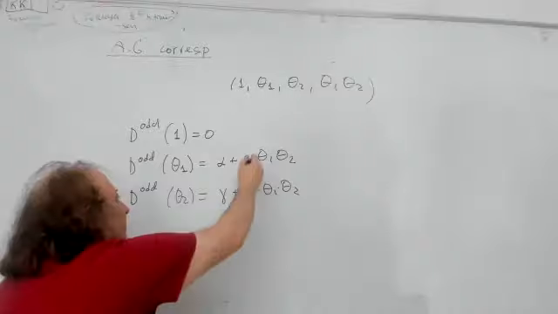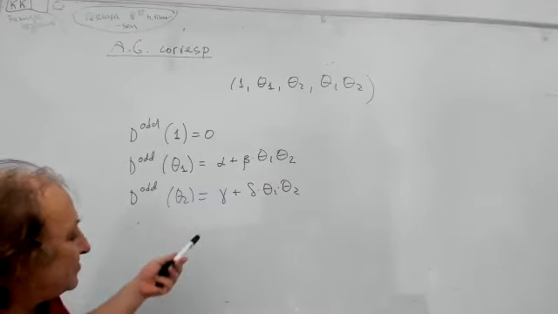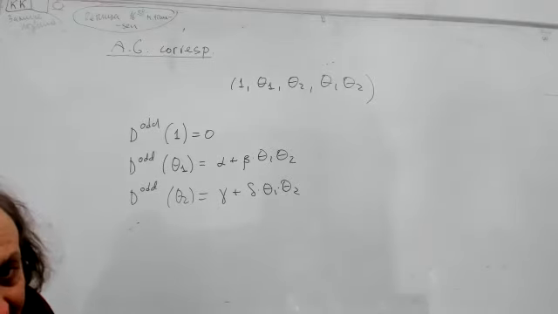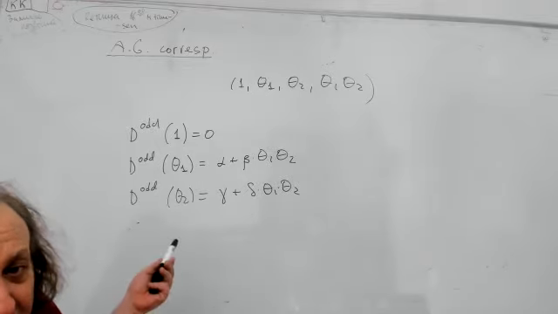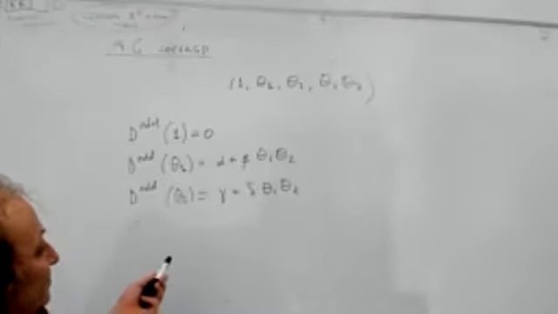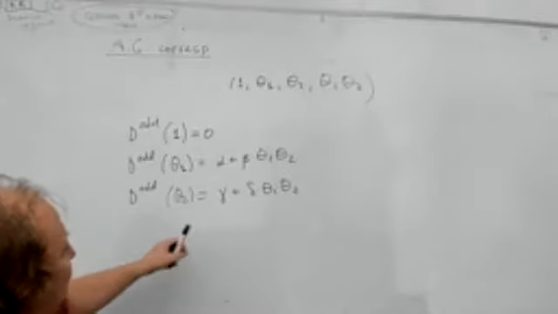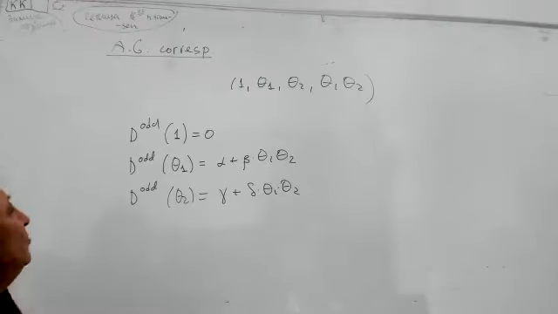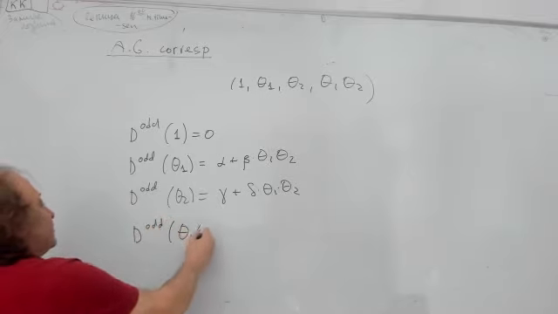So while we are writing this, let me ask you, is what I am telling you simple? Okay. Is it simple? Is it doable? Yes. Okay. So now let us compute what would be this d odd applied to theta 1, theta 2.